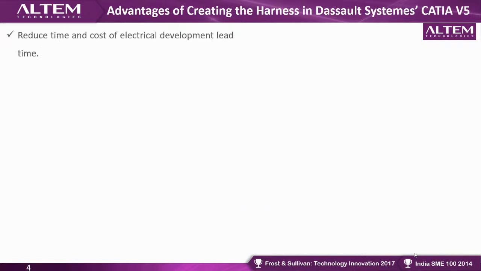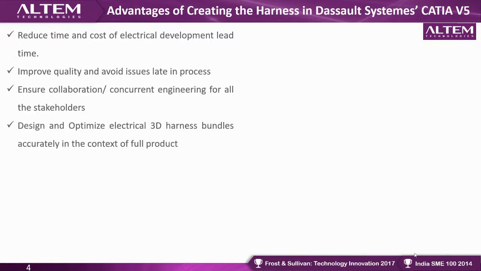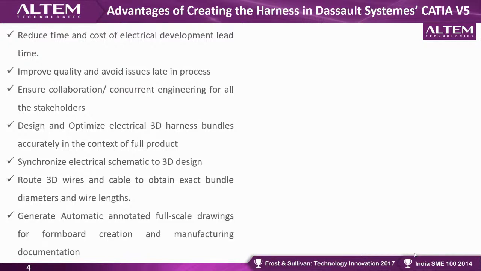Advantages of creating harness in CATIA V5 are as follows. It reduces time and cost of electrical development lead time, to improve the quality and avoid issues late in the process. It ensures collaboration for all stakeholders. It optimizes the bundle accurately in full context. It synchronizes the electrical schematic to 3D design, or it routes 3D wires and cable to obtain exact bundle diameters and wire length. And it generates automated full-scale annotated drawings for form board creation and manufacturing documentation.